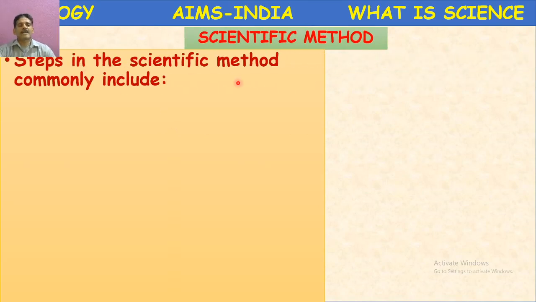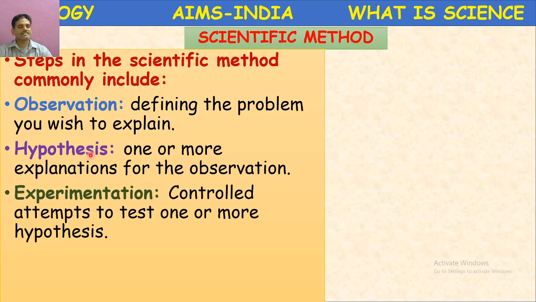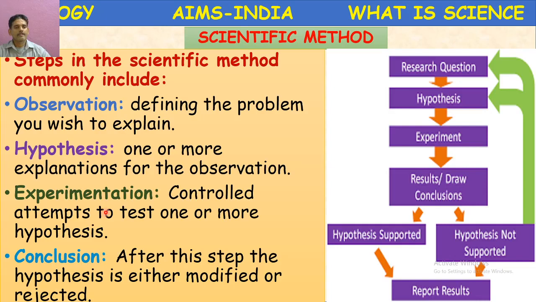The steps in the scientific method, let us discuss, which include observation, hypothesis, experimentation, conclusion. There are 4 main steps involved in the scientific method. What are they? Observation, hypothesis, experimentation, and conclusion. So first, observation.